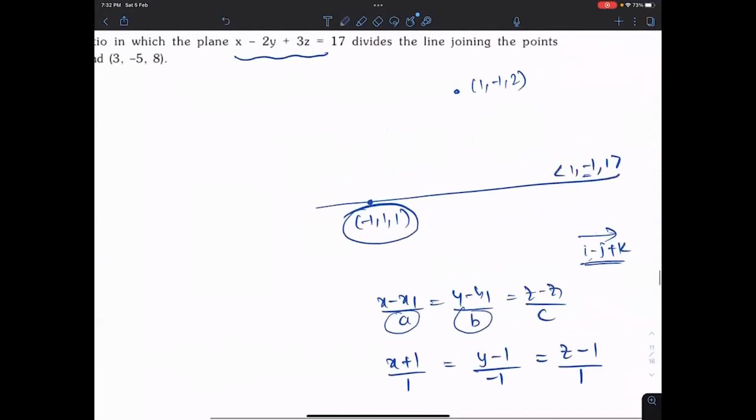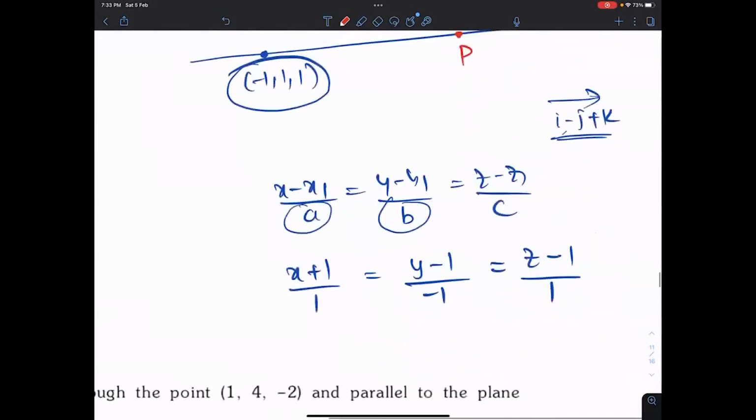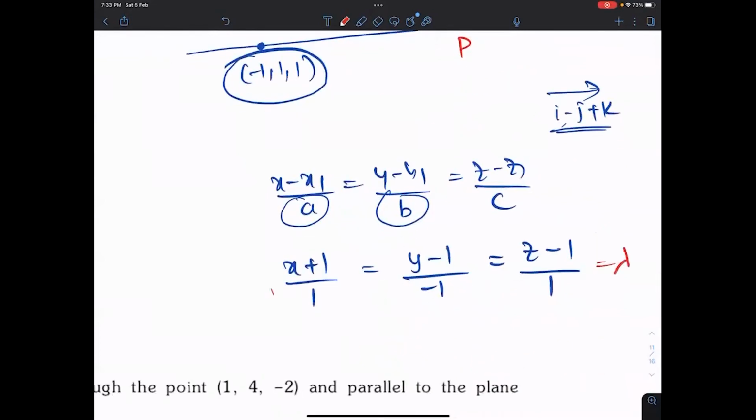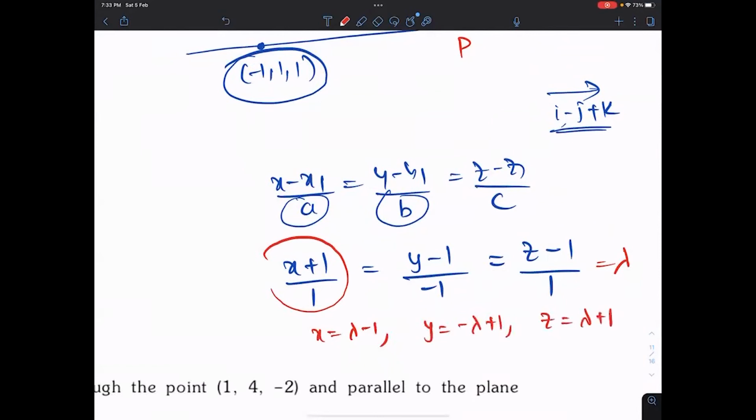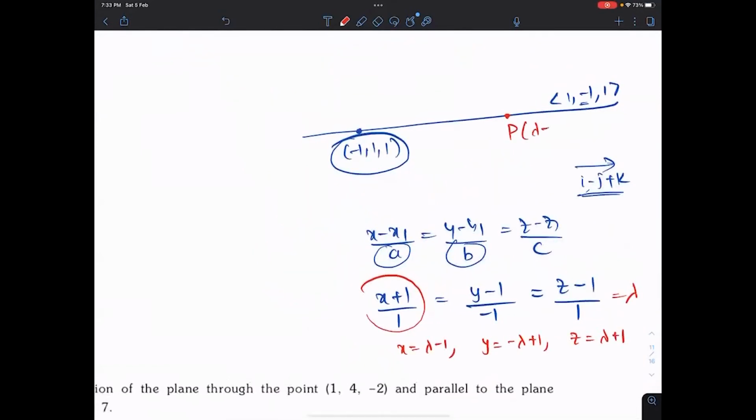Now, if I ask you what is the general point on this line, how will you write it? If you want a general point on this line, you equate each one of them to lambda. So x you will get as lambda minus 1, y you will get as minus lambda plus 1, z you will get as lambda plus 1. So the general point on this line is lambda minus 1, minus lambda plus 1, and lambda plus 1. In the vector equation of a line, you would have seen lambda, na?